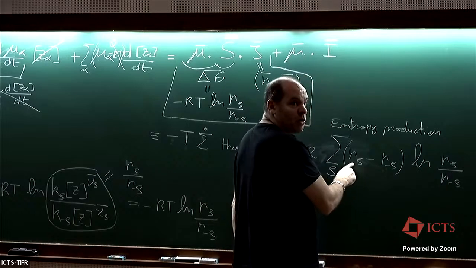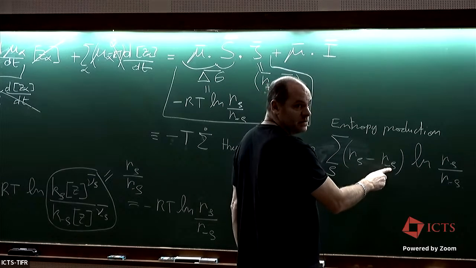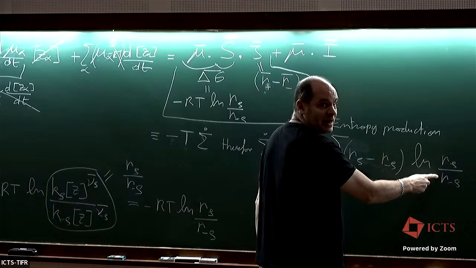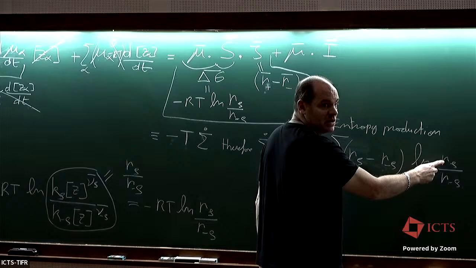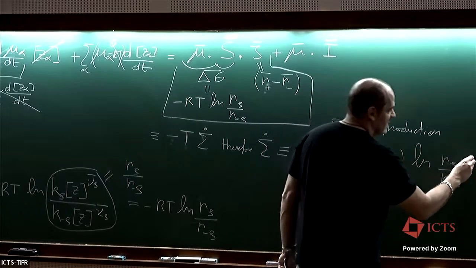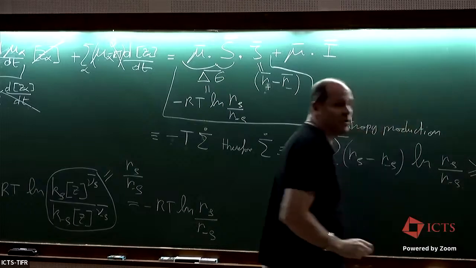If this is smaller, then this is negative. That ratio is lower than 1, and the log of something lower than 1 is negative. So the full thing is again positive. This quantity is always greater than or equal to 0.